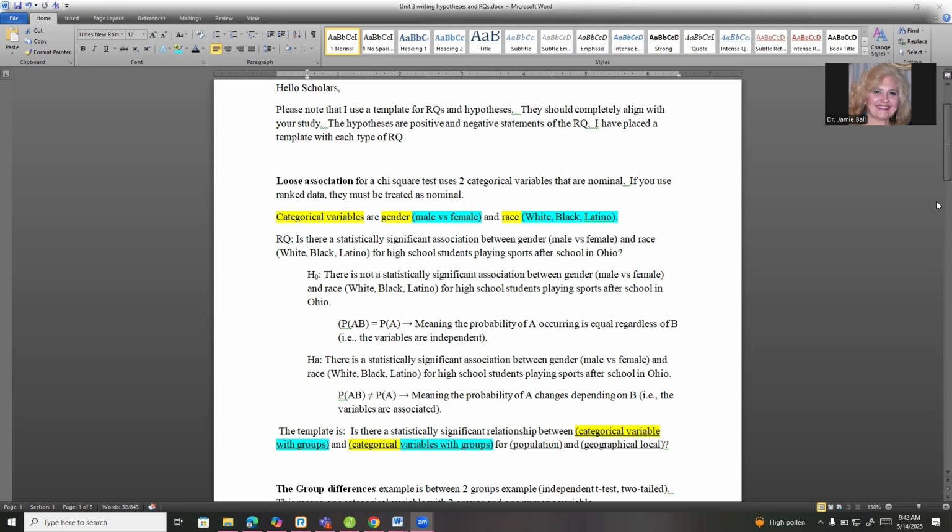Now, usually we just have two hypotheses with each research question. It's the alternative, there's something going on here, and the null, there's nothing going on here. Okay. The null hypothesis is always stated first. And whenever you test a hypothesis, whether it's for normal distribution, homogeneity of variances, group differences, whatever it is, you should know what the null hypothesis states.